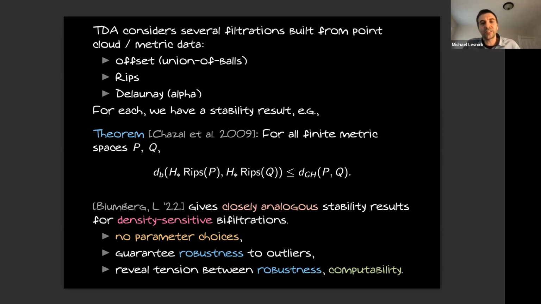So in this paper with Andrew Bloomberg that I mentioned, we give closely analogous stability results for density-sensitive bifiltrations. The bifiltrations that we consider in this work all require no extra parameter choices, and the results guarantee robustness of these constructions to outliers, sometimes in a strong sense, sometimes in a weak sense, depending on the specific construction. But together, these results reveal a tension between robustness and computability for the two-parameter setting that I'm very interested in understanding better, hence the title of this talk.